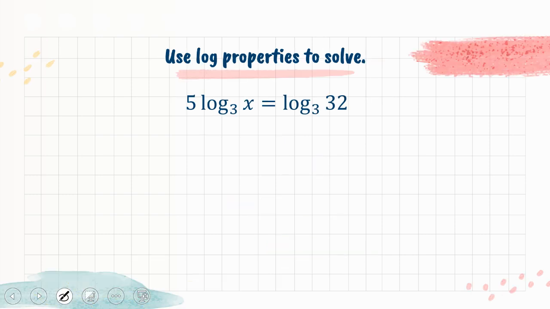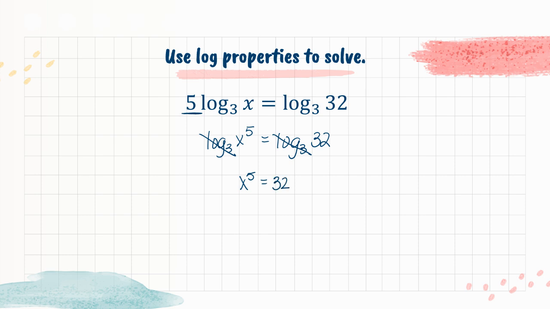Let's try one more here. I'm looking at this one. I see that I have one log on each side, but because of this 5 here, I cannot just cancel them out. So first I need to use my log properties to rewrite this, moving that 5 to become the exponent of the x that's behind. Now I can cancel the log 3's that appear on each side, and I can solve what's left.